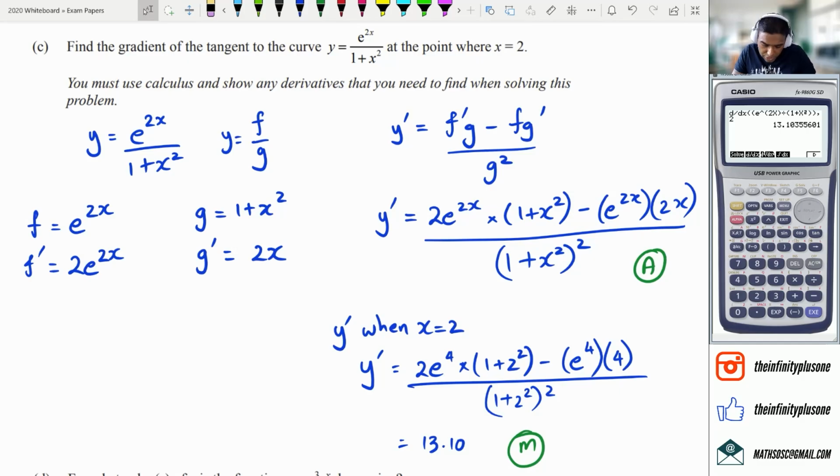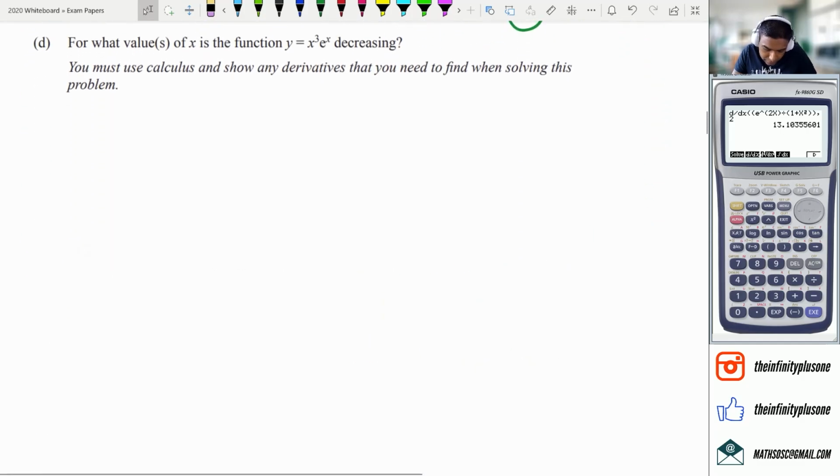Cool, so let's go to question 1D. With question 1D, we've got: for what values is this function decreasing? If you've forgotten what this is, decreasing means that the gradient function has to be less than 0. That's the first statement that we want to have. So f dash of x has to be less than 0 for decreasing.